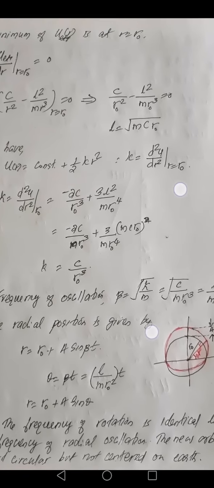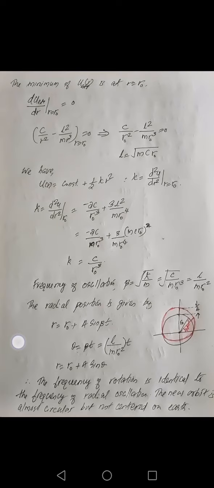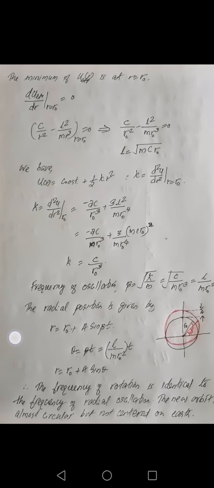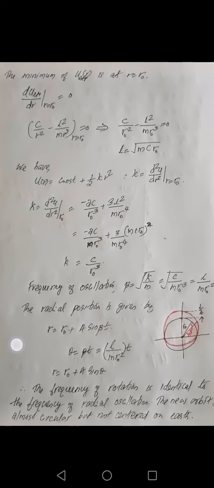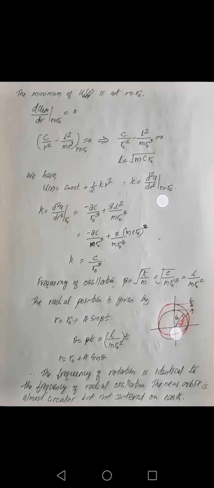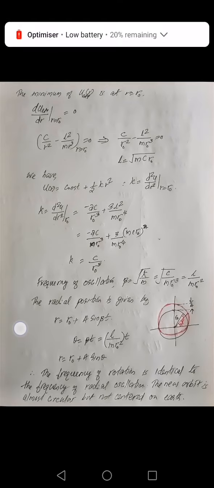And one thing you have to remember is what we get is beta is L by m r0 square for the oscillation, and also for radial motion it has the same frequency. That means the frequency of rotation is identical to the frequency of radial oscillation. So both have identical oscillation frequency, the rotation and oscillation have the same frequency. That's very important.